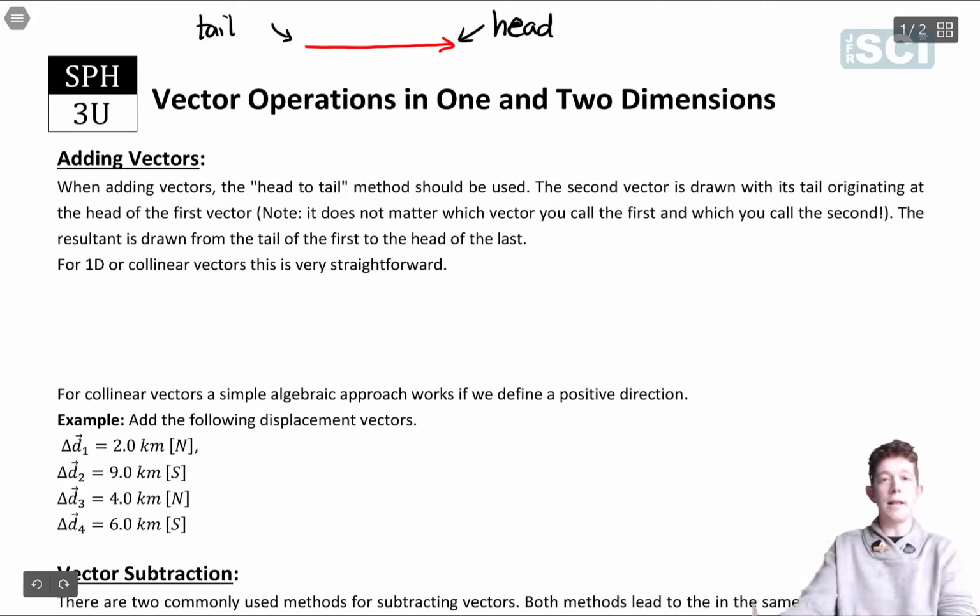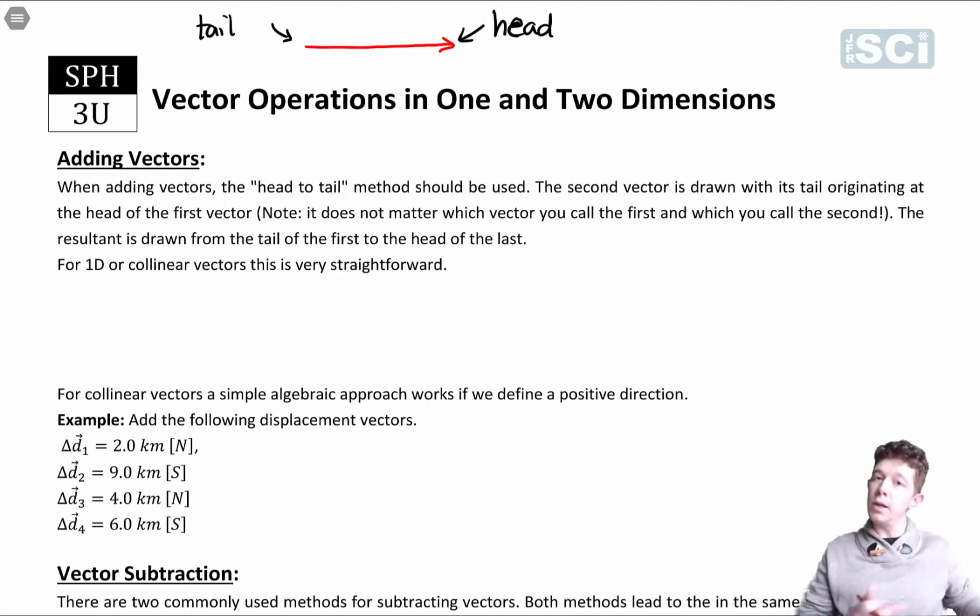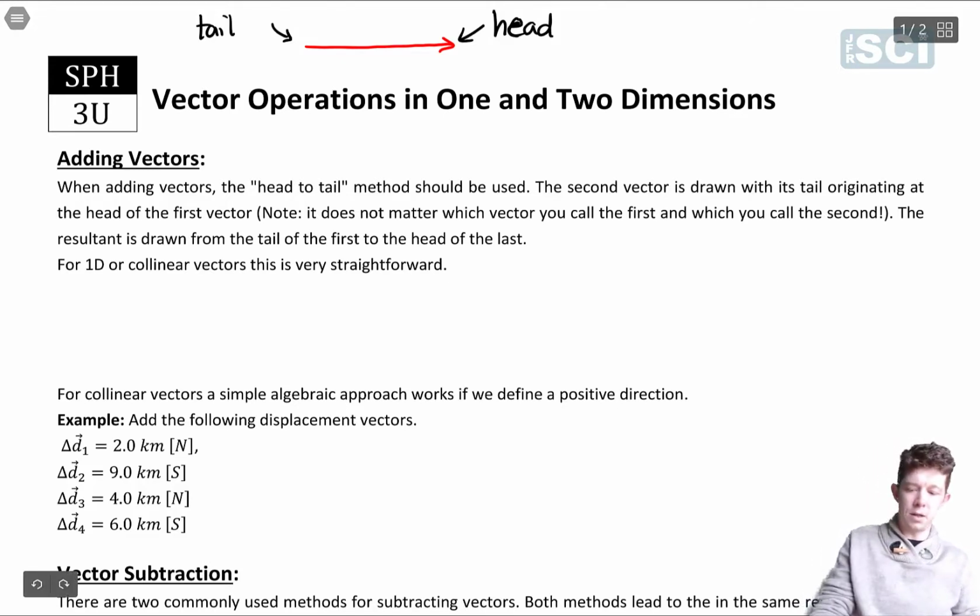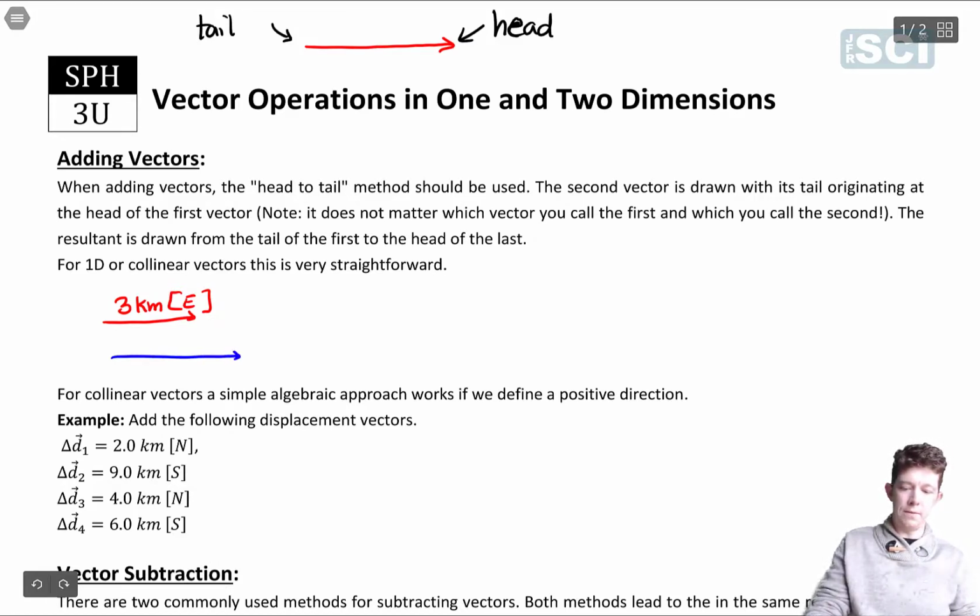Now we're going to start again, as I said, in one dimension. So if I'm adding and subtracting vectors in one dimension, it really doesn't matter which vector I call my first one, which I call my second one. And it will matter when we get into 2 dimensions, but really in 1D, it doesn't matter because we'll see it's pretty straightforward. So imagine I had a vector, and let's call this first one, let's say 3 kilometers, and say it acts in the east direction. And I have another vector, say 4 kilometers, and it's also in the east direction.